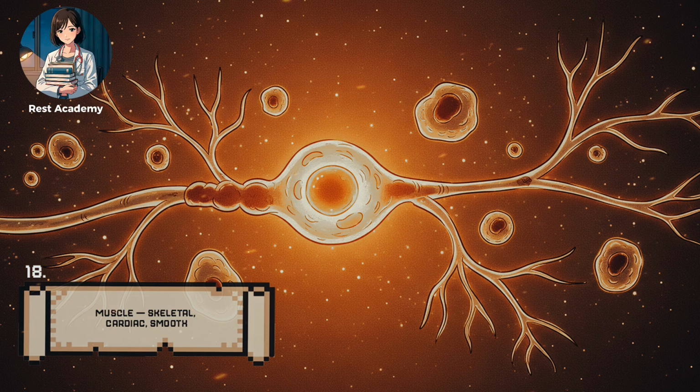Histologically, myenteric and submucosal plexuses appear as small clusters of neurons within the gut wall. They exemplify the close relationship between structure and autonomous function.